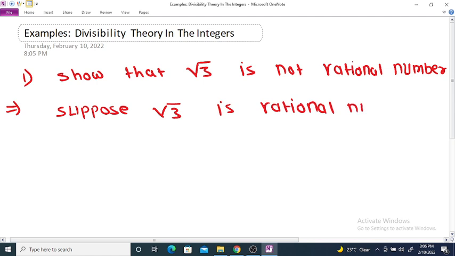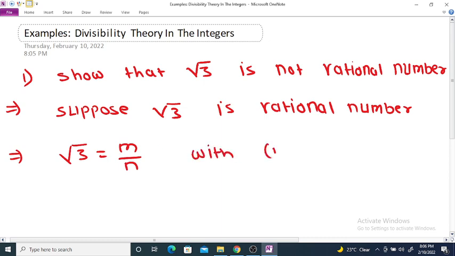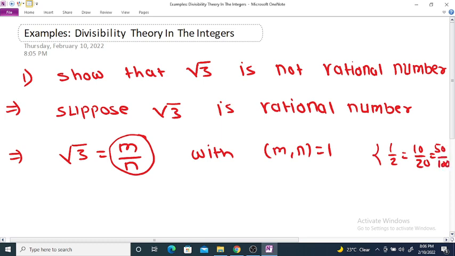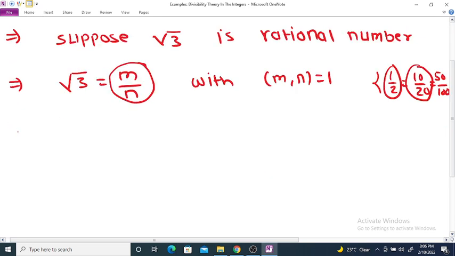Then this square root 3 can be expressed in the form of m by n, and we assume this with the GCD of m and n equal to 1. That is, here it is an irreducible fraction. We know that 1 by 2 is the same as 10 by 20, which is the same as 50 by 100, but this is a reducible fraction and this is an irreducible fraction. So we assume here GCD of m and n is equal to 1, that is, it is an irreducible fraction.